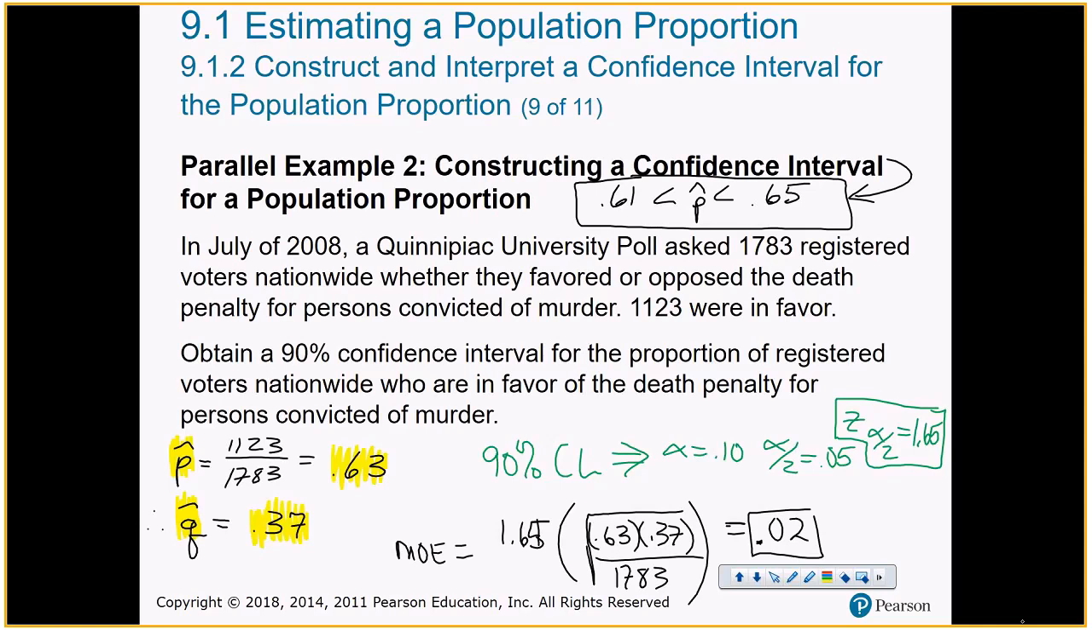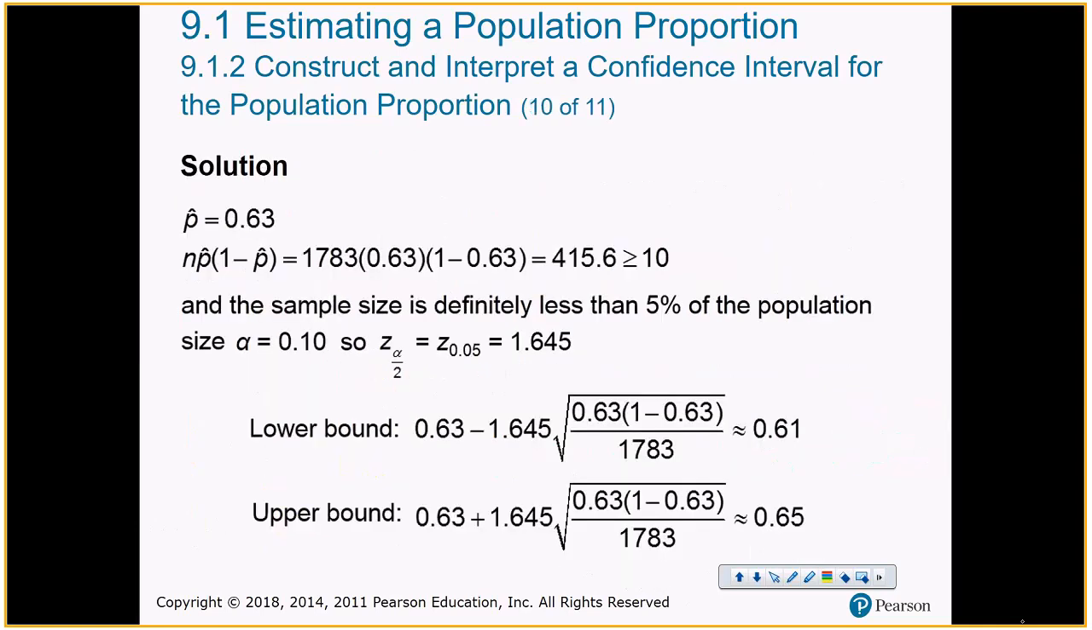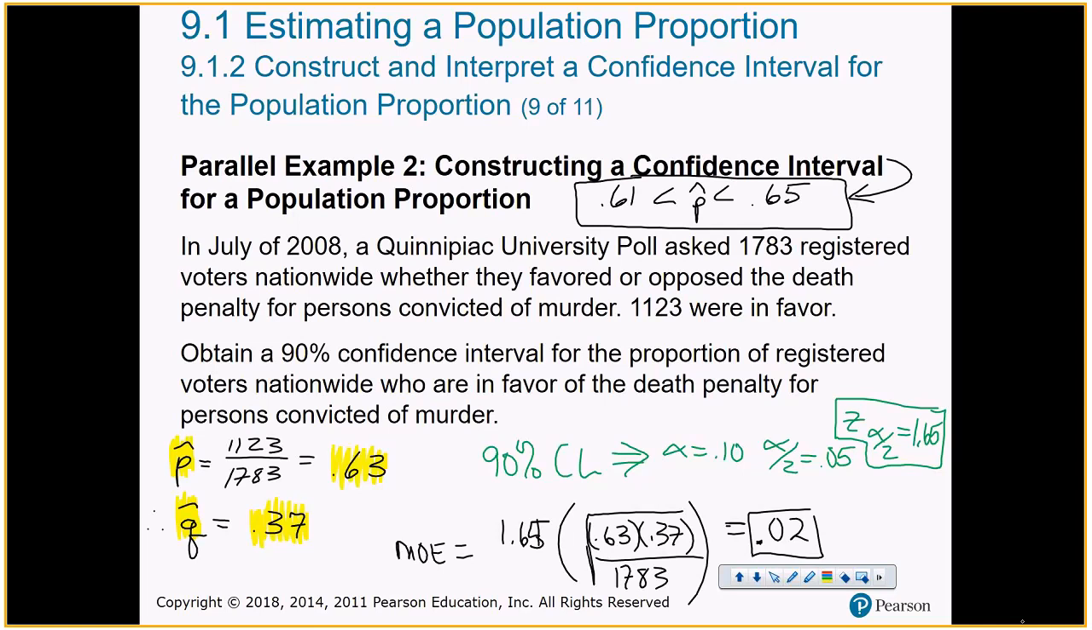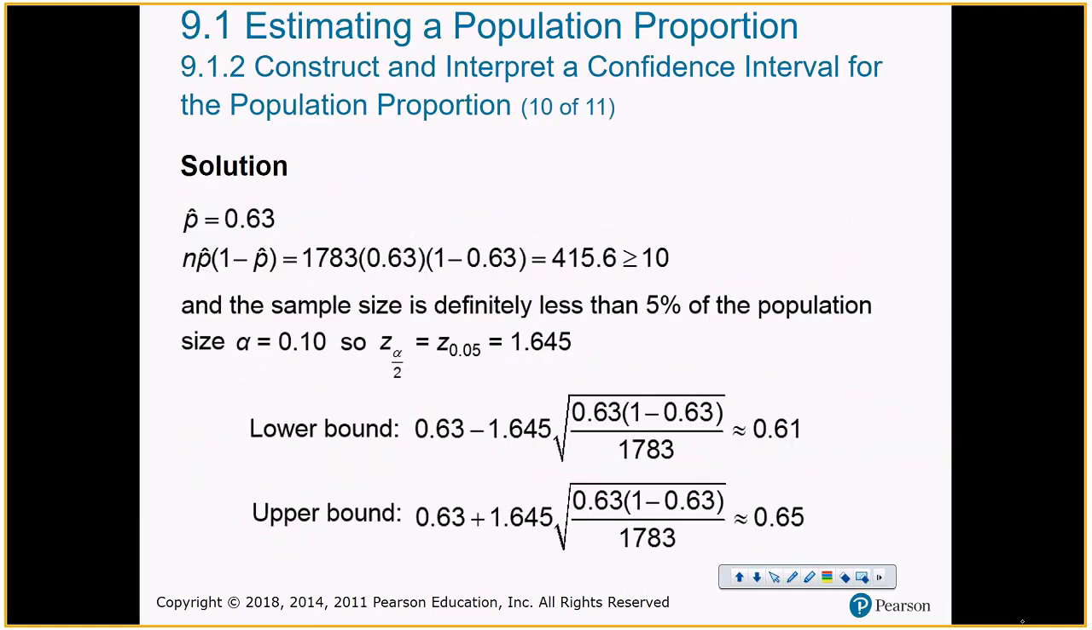Now let's see what they got. It could be a little bit off, they could have used 1.645. I probably think they used 1.65, but let's see. They used 1.645, and did they get the same thing? Yep. The 0.005 is really not going to throw it off that far.